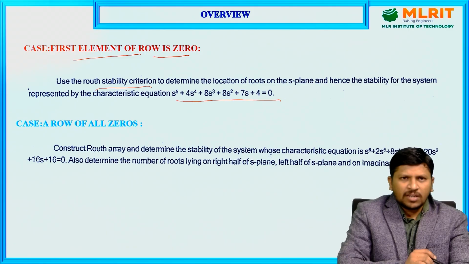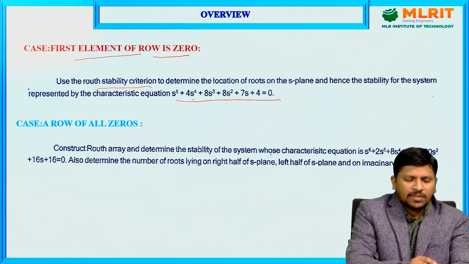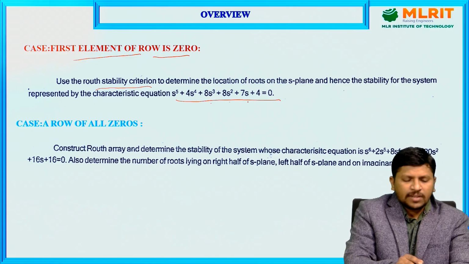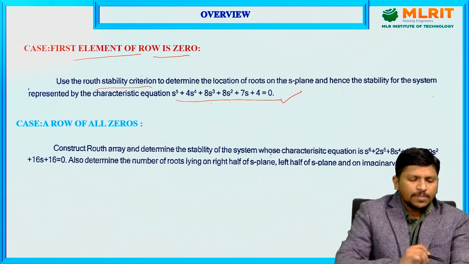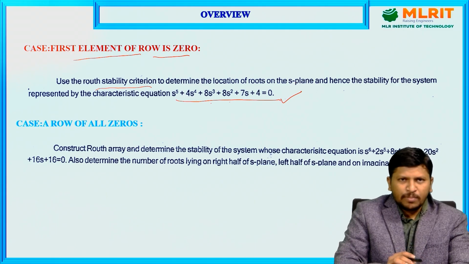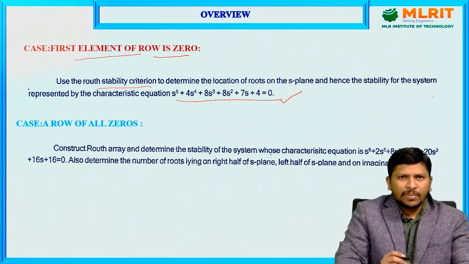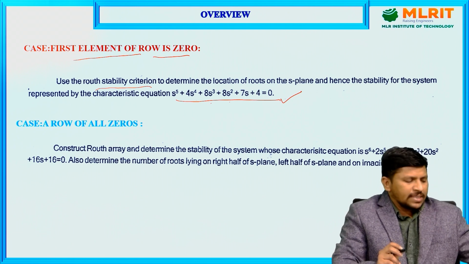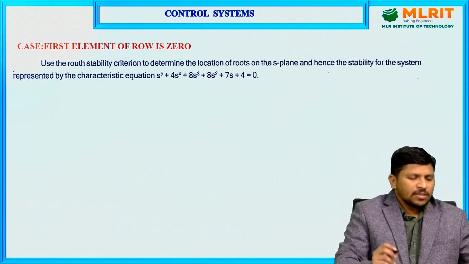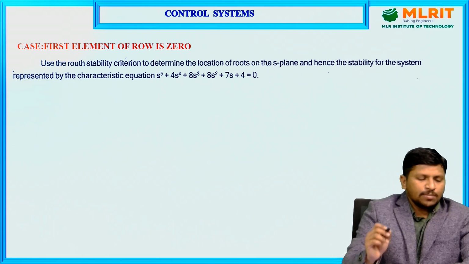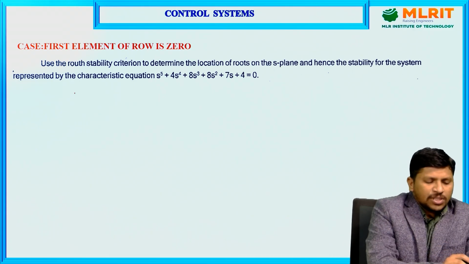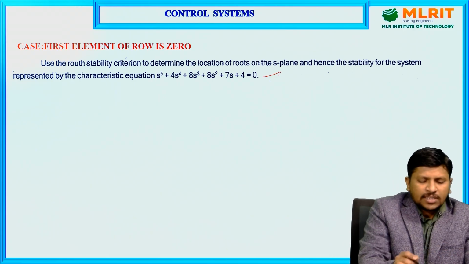The given characteristic equation is s power of 5 plus 4 s power of 4 plus 8 s cube plus 8 s square plus 7 s plus 4 equals 0. Now we are going to solve the problem by using the RH criterion method. The case is the first element of a row is 0. Observe here from the given question, this is our characteristic equation, right?